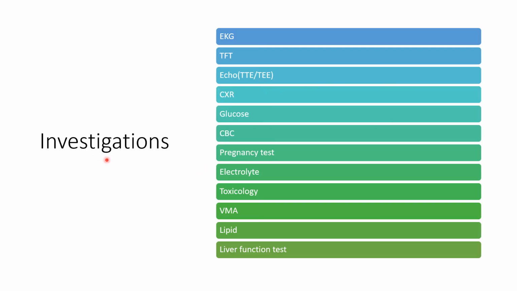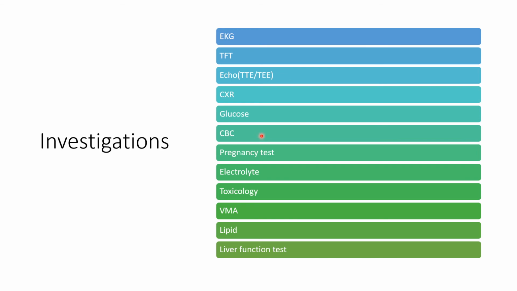Now, investigations to be done. First thing first, EKG. Thyroid function test done. Remember, we were talking about hyperthyroidism or thyrotoxicosis. You can have echo, transthoracic, but preferably transesophageal echo. Chest X-ray, glucose. Now we're talking of hypoglycemia or diabetes mellitus, right?